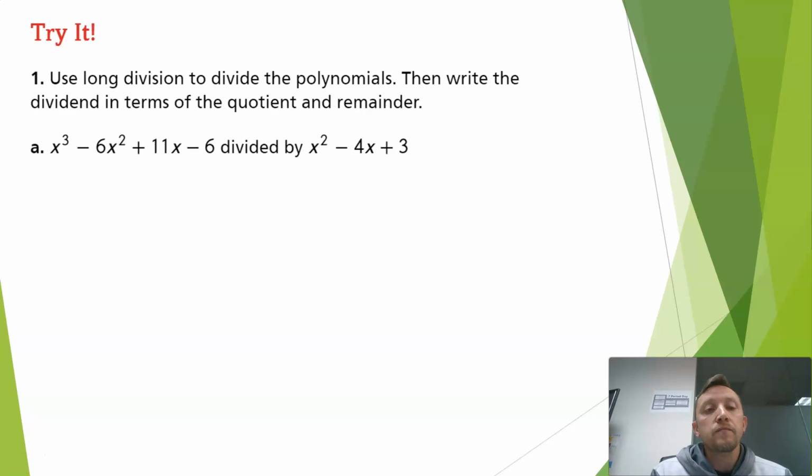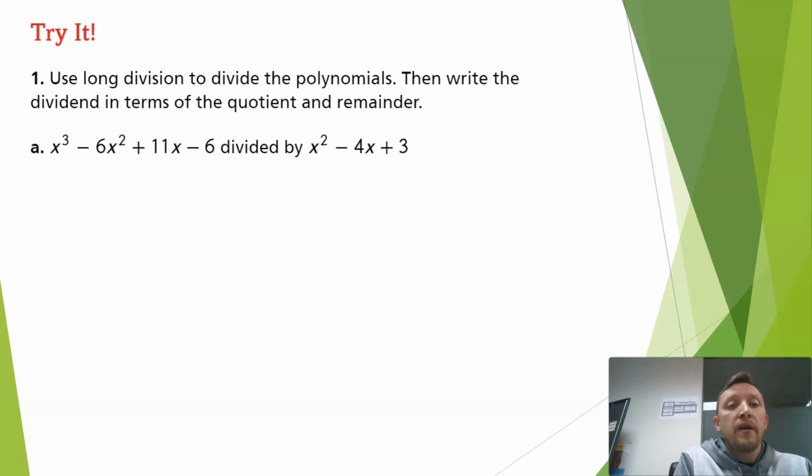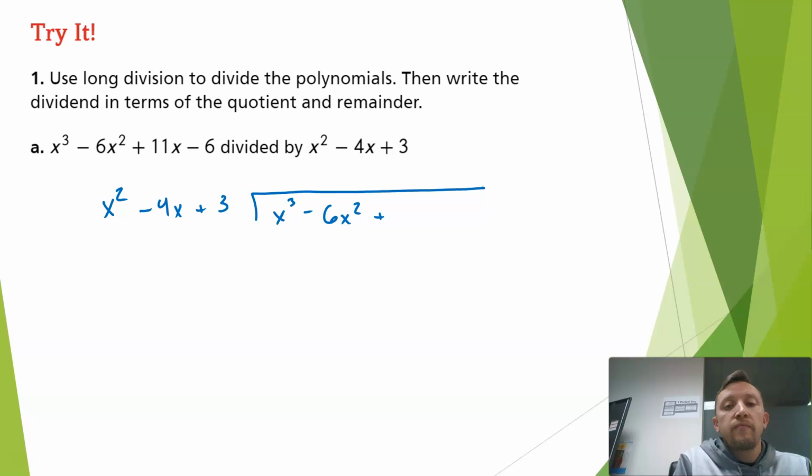All right. I want you guys to try one. We're just going to try, I want you to just try one of these. So now this time, it's a little different. We're going to have x squared minus 4x plus 3 that's going to go on the outside. So I'll just tell you that you're going to start out like this. We'd have x squared minus 4x plus 3. And our dividend is going to be x cubed minus 6x squared plus 11x minus 6.